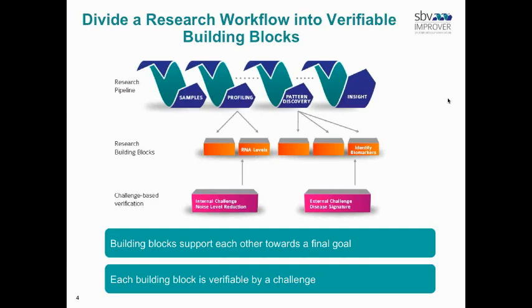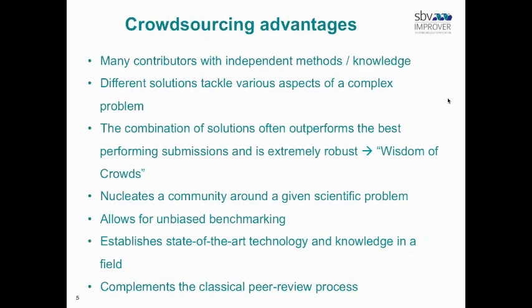The Improver divides this into research blocks and tries to have a challenge for each of these blocks, and then combines these challenges at the end into a grand challenge that will be the identification of biomarkers. Each block is verifiable by a challenge, and building blocks support each other toward the final goal. And all this is done through crowdsourcing.